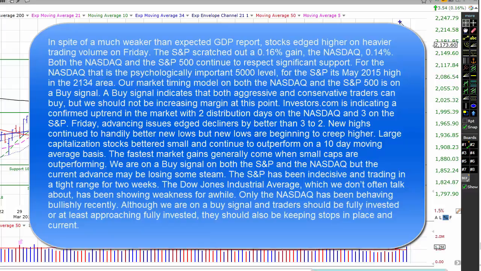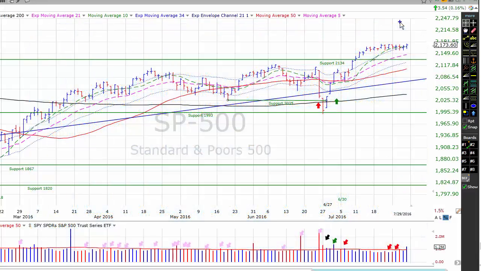We're on a buy signal on both the S&P and the Nasdaq, but the current advance may be losing some steam. The S&P has been indecisive and trading in a tight trading range for the past 2 weeks. The Dow Jones Industrial Average, which we don't often talk about here, has been showing weakness for a while. Only the Nasdaq has been behaving bullishly recently. Although we are on a buy signal and traders should be fully invested or at least approaching fully invested, we should also keep our stops in place and current.